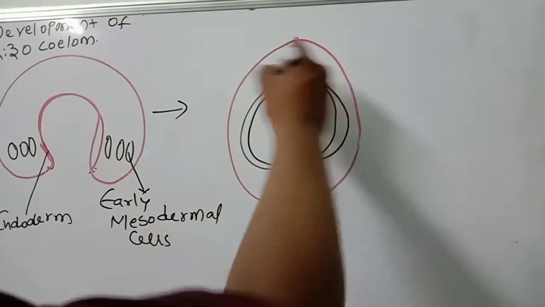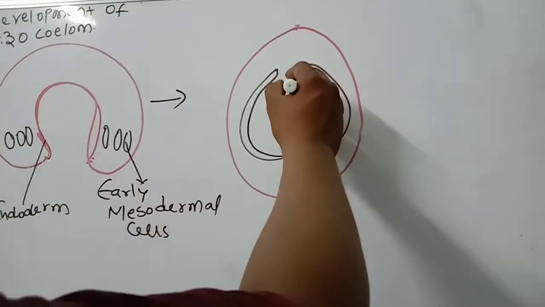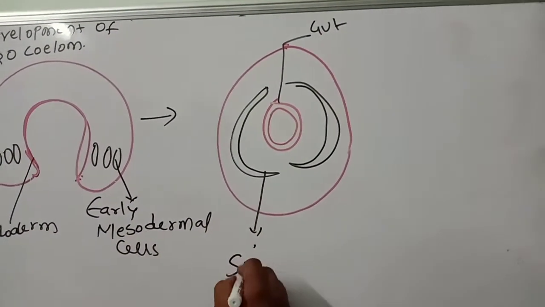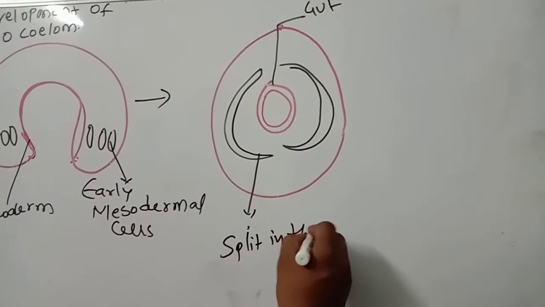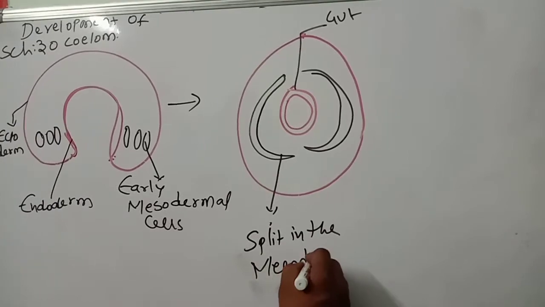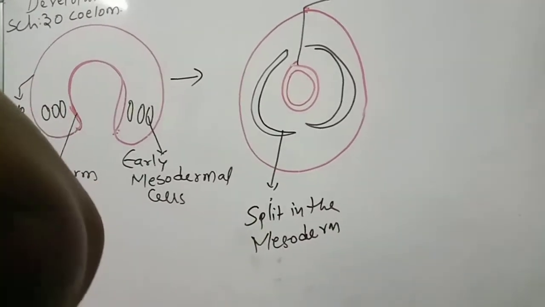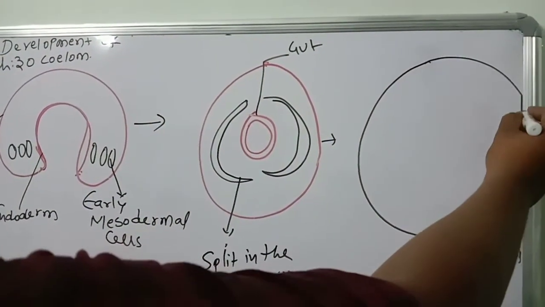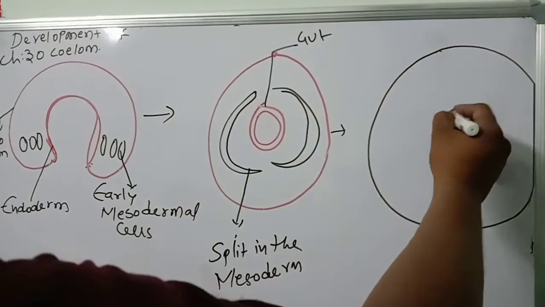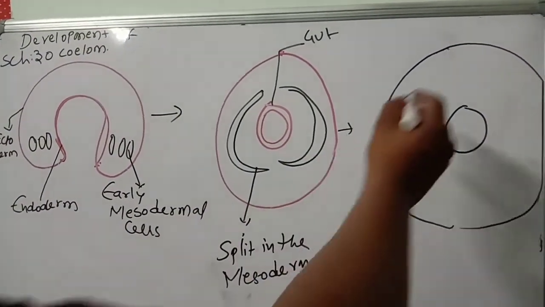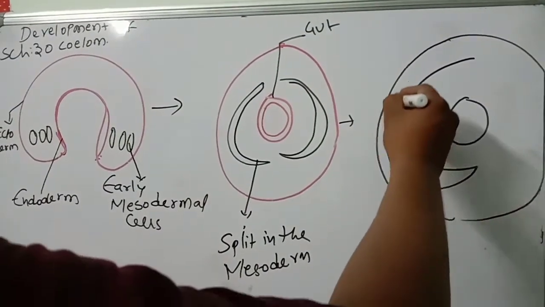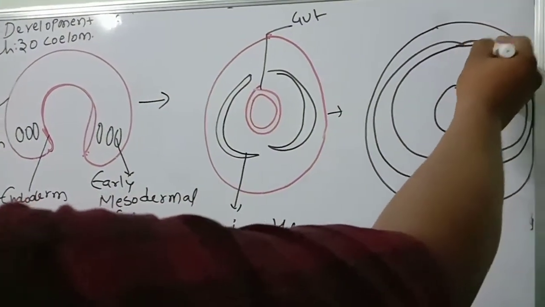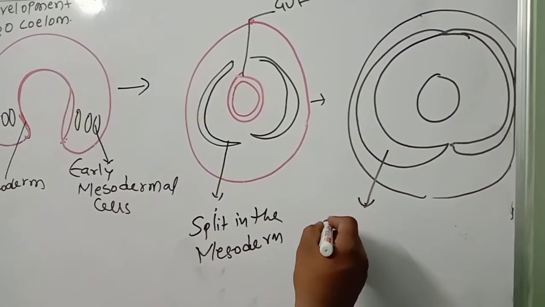So this is the most important. The middle one is called gut. And this one will be called split in the mesoderm. Later it will develop, observe very carefully. Now that gut is as it is, it will be complete. Complete formation. This particular structure is called coelom.